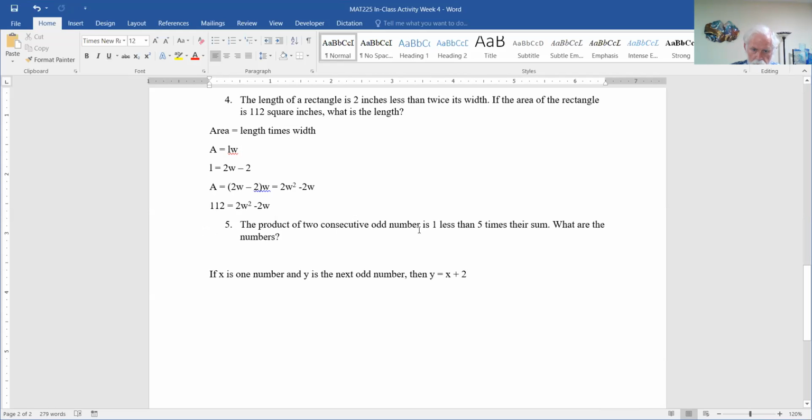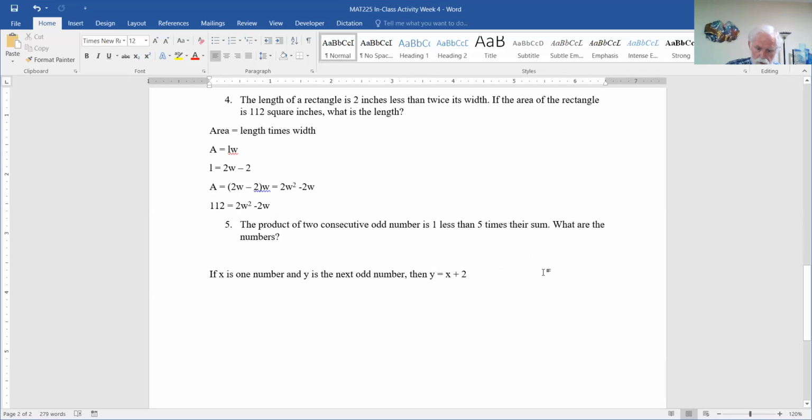So that tells us that if we randomly say x is our first one and y is our second one, then y has to be x plus 2. It has to be 2 more than x. So that's one equation.